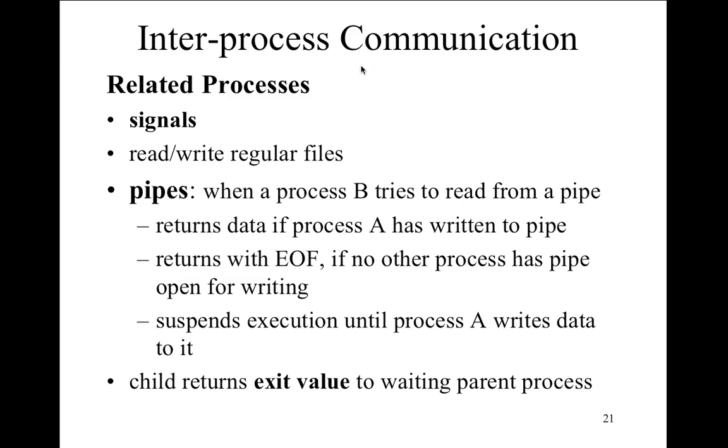So in this example, when process B tries to read from a pipe, it returns data if process A has written to the pipe; it returns end of file if no other process has the pipe open for writing; otherwise it suspends the action until process A writes the data to the pipe. So you have two processes listening to some communication channel, waiting for some event to occur, and they respond to the events. A child returns its exit value to the waiting parent process.